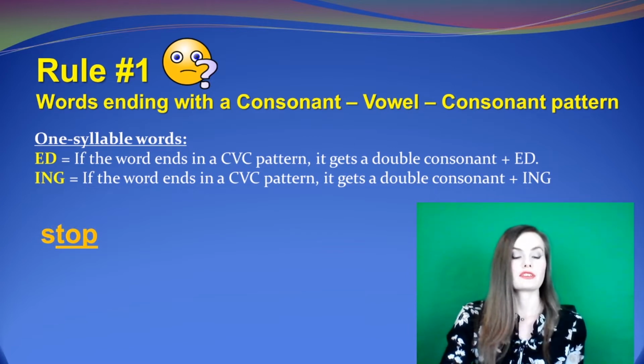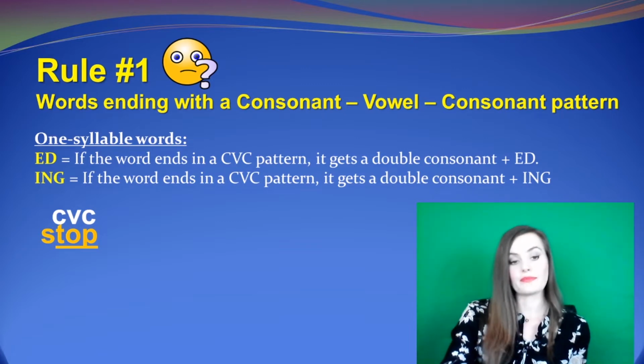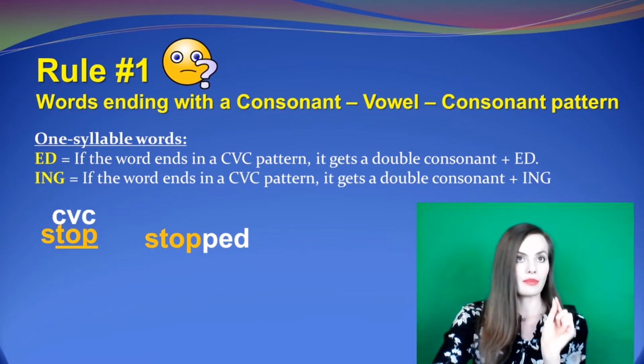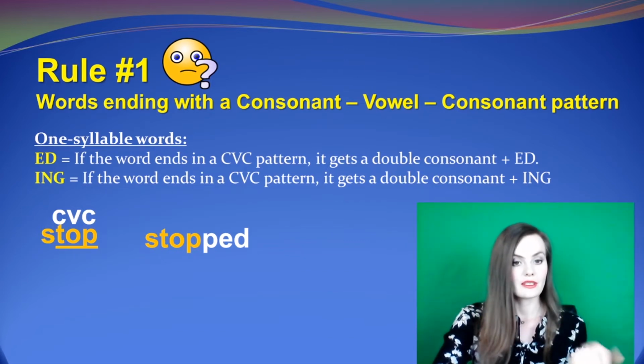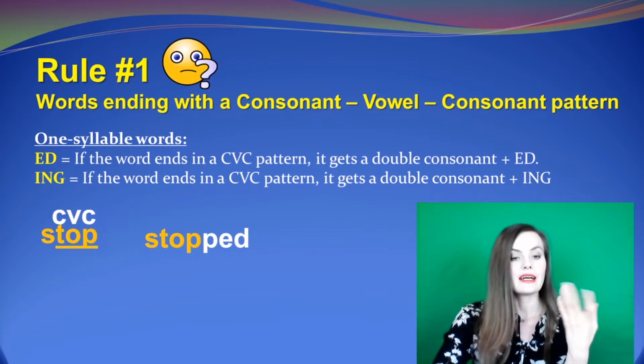For example, we have the word stop. Here we can clearly see the pattern CVC. T is a consonant, the sound O is the vowel, and P is the consonant. So we see the pattern CVC. We look at this word and think, okay, it has only one syllable, stop. So we are just going to double the letter P, double the consonant, and after that add ed. So you can see here, we got stopped. We doubled the letter P and added ed.